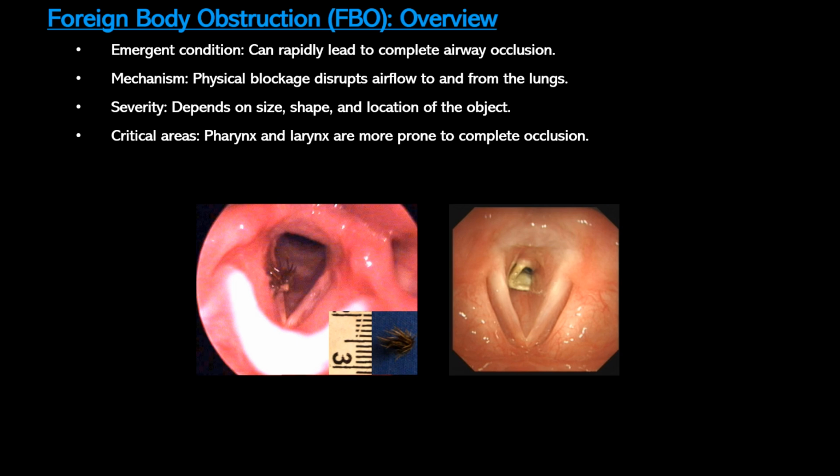When a foreign object blocks the airway, it disrupts the normal flow of air to and from the lungs. Obstructions in the pharynx or larynx are particularly critical because these areas are narrower and more vulnerable to complete occlusion. Prompt recognition and rapid intervention are essential to preventing life-threatening complications.